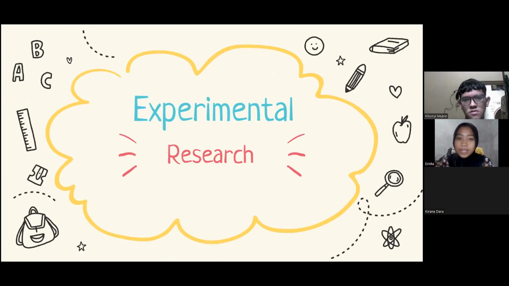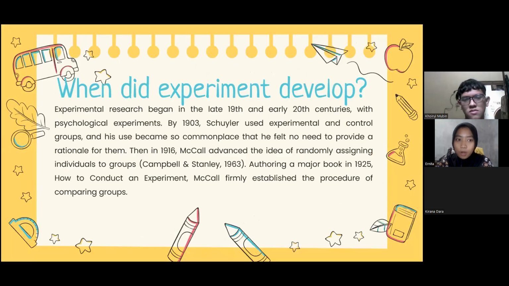Then we will explain about experimental research. When did experiment develop? Experimental research began in the late 19th and early 20th centuries with psychological experiments. By 1903, Schuyler used experimental and control groups, and his use became so commonplace that he felt no need to provide a rationale for them. Then in 1916, McCall advanced the idea of randomly assigning individuals to groups. Authoring a major book in 1925, How to Conduct an Experiment, McCall firmly established the procedure of comparing groups.